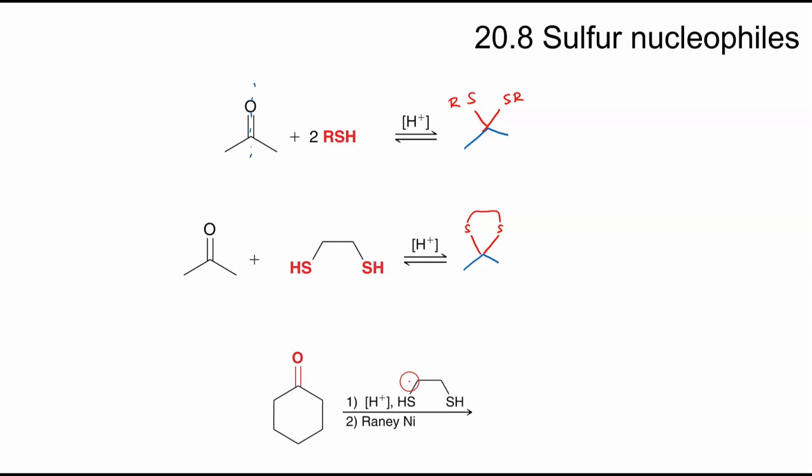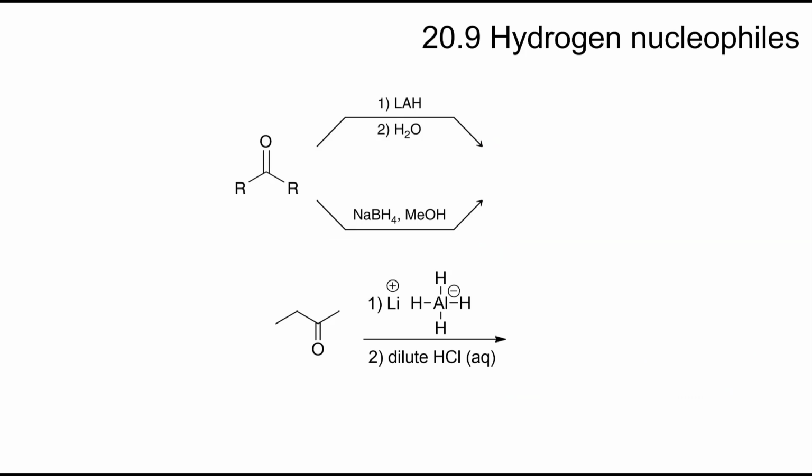If you have the carbonyl and you protect it with the SH compound, this ethane dithiol, you follow it with Raney nickel, we get cyclohexane. So this is the protection, and also we can remove that group there. So this is another protecting group that you can use, and then you can remove the thioacetal without going through other compounds.